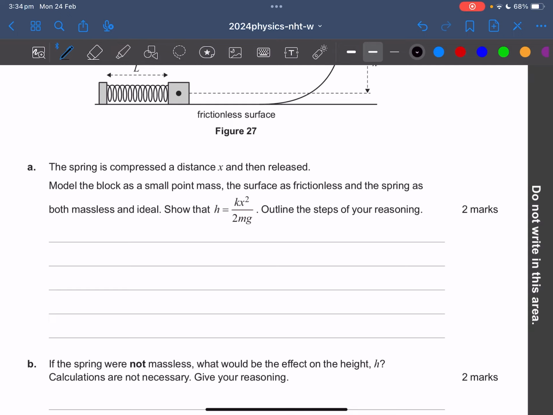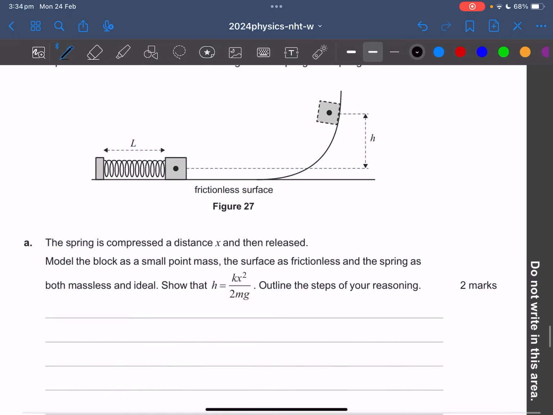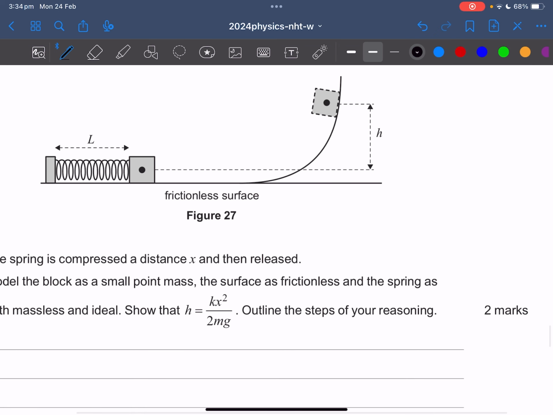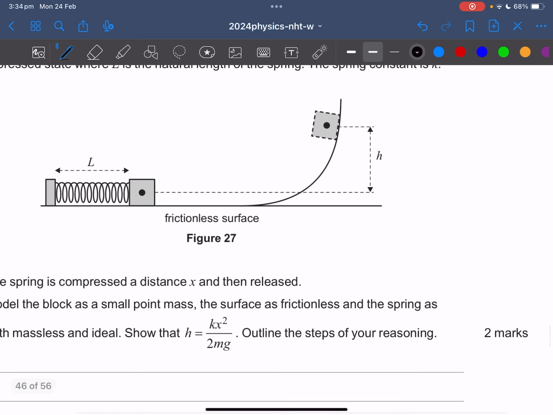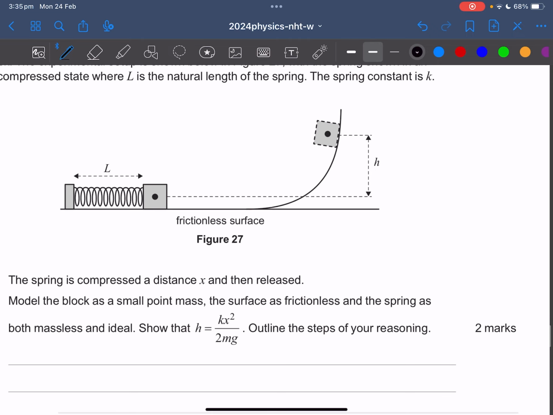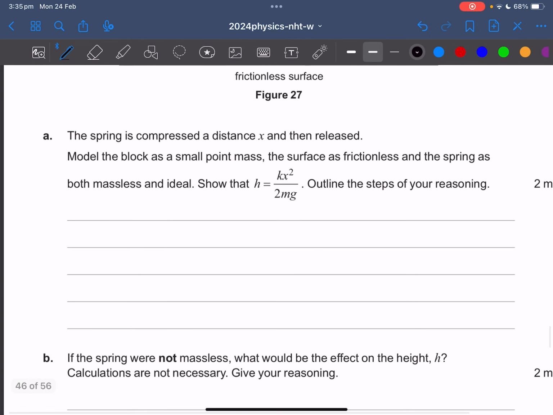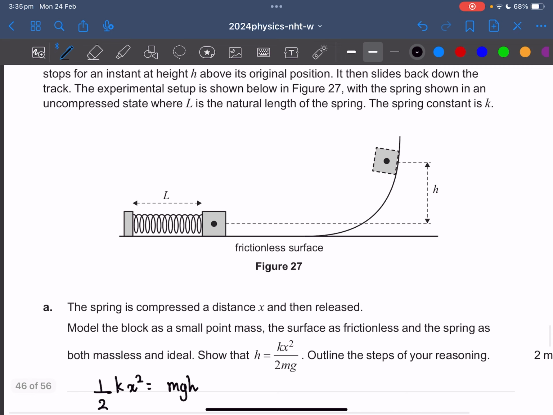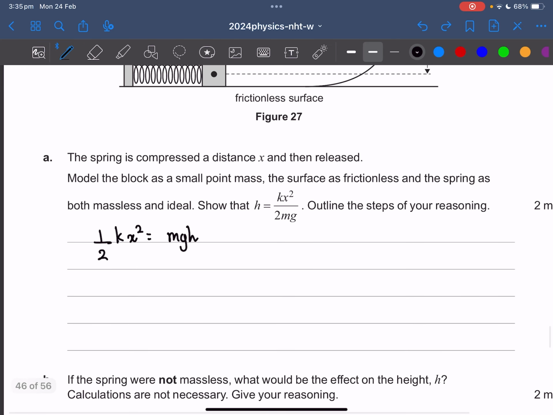Show that H is equal to this. Outline the steps of your reasoning. Very well. So we are basically just converting all the spring potential energy into the gravitational potential energy, right? All of the initial spring potential energy is going to be the final potential energy, because that's where it's going. So we can say that half kx squared is equal to mgh, because this is the initial spring potential energy and this is the final potential energy. So they both are going to be equal.